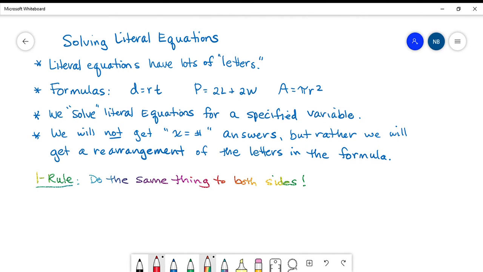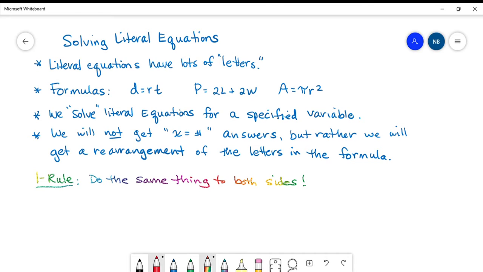This video is on solving literal equations. Literal equations are equations with lots of letters. The letters are variables which stand for different quantities. The most common kind of literal equation that you see in mathematics is a formula for calculating something. For example, distance d equals rate times time.